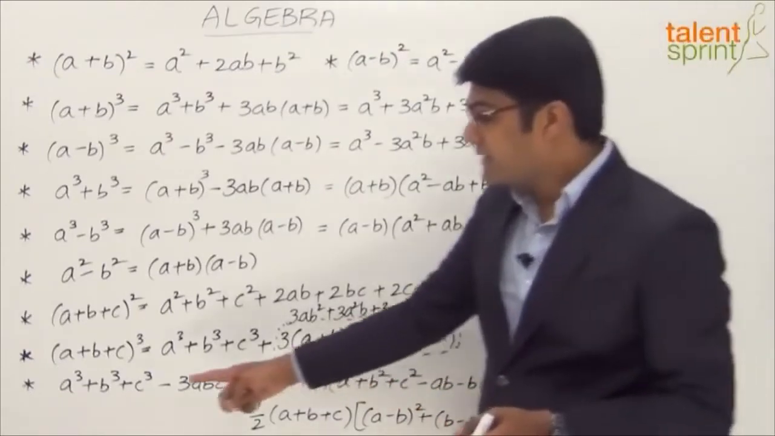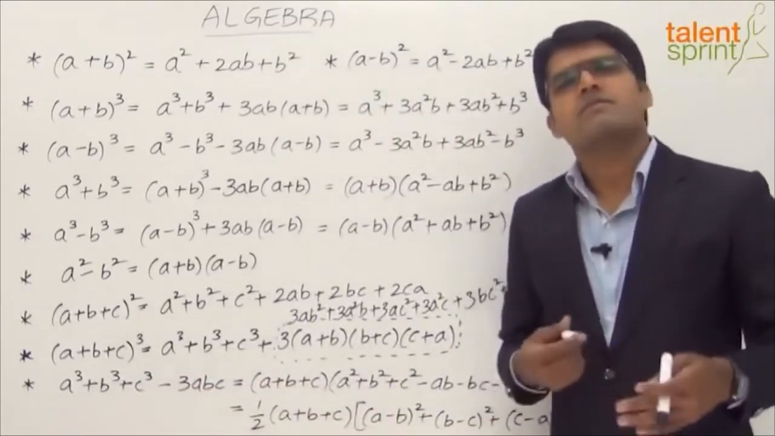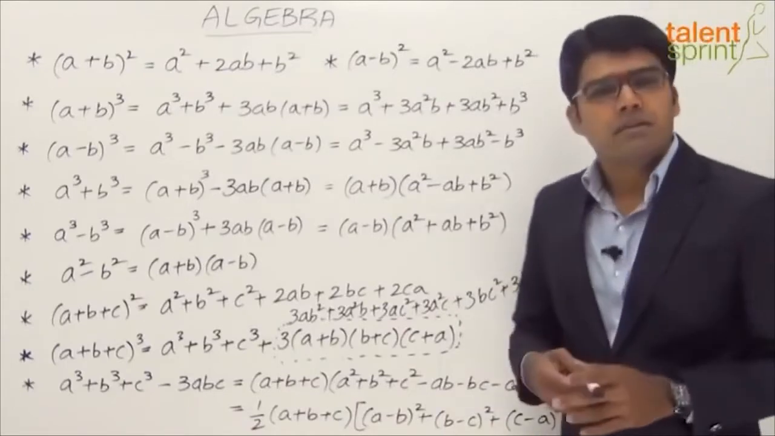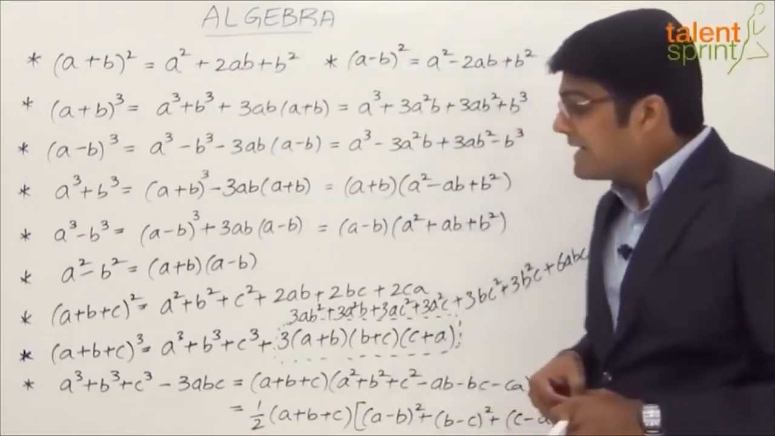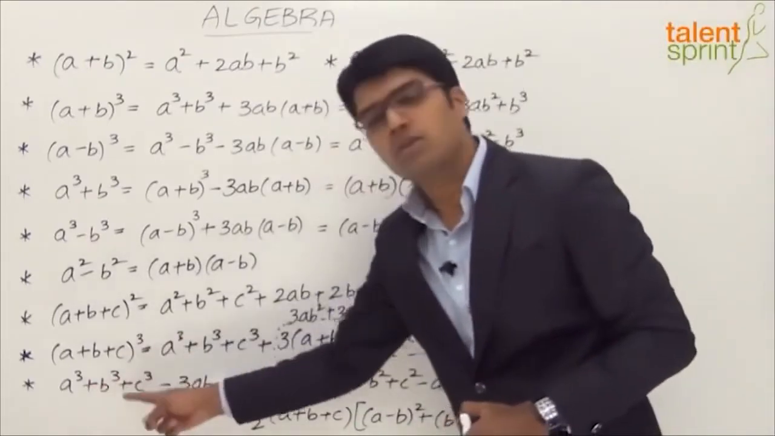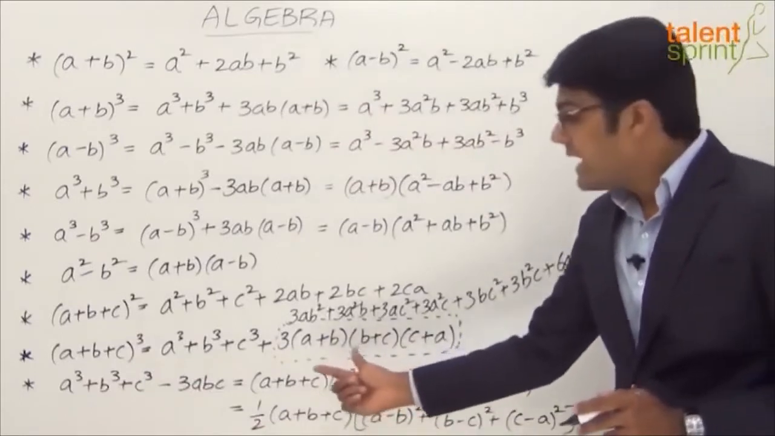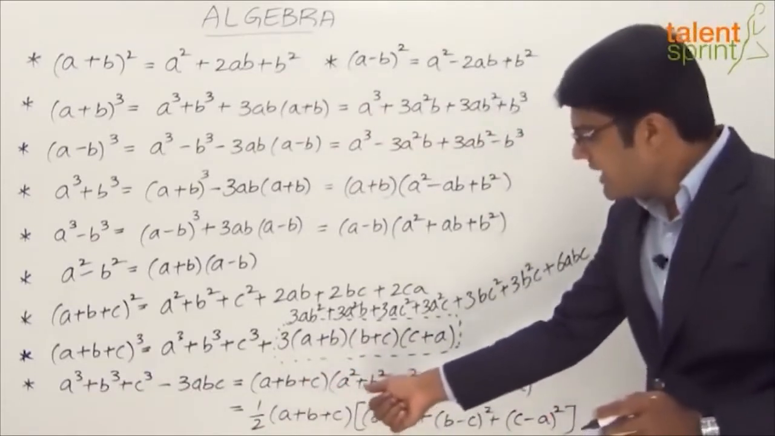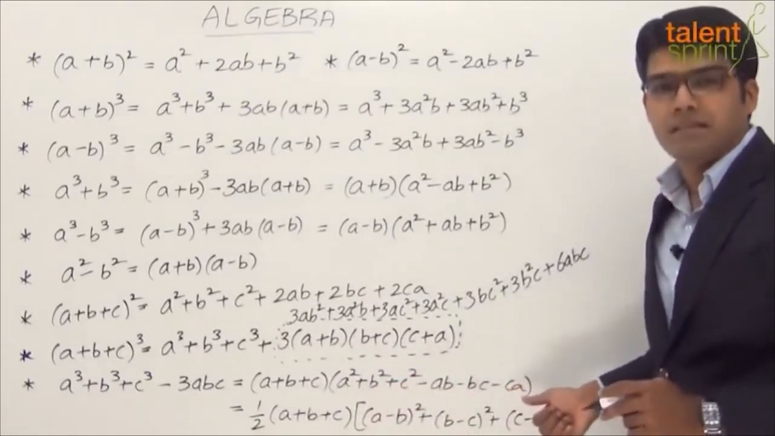Now this is important, right? This again is a very important application. While solving questions from algebra, we would use this depending on the requirement, right? So a³ + b³ + c³ − 3abc, a very important identity as I've mentioned earlier, will be equal to (a + b + c)(a² + b² + c² − ab − bc − ca).